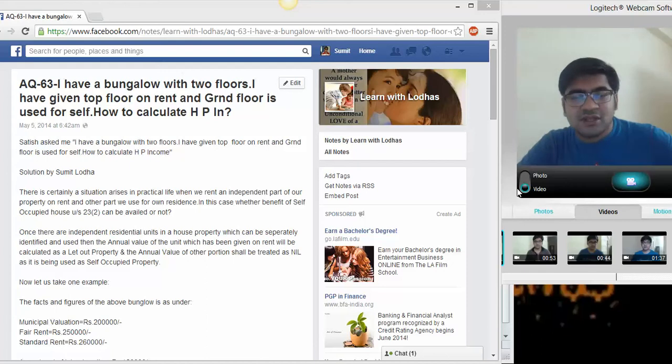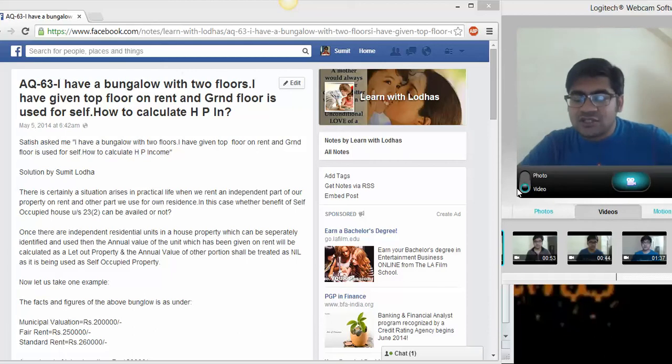In this tutorial we'll solve one of our audience queries. Mr. Satish has asked me to solve his case. He says: I have one bungalow with two floors, and I have given the top floor on rent and the ground floor is used for self-occupation. How do I calculate house property income in this case?